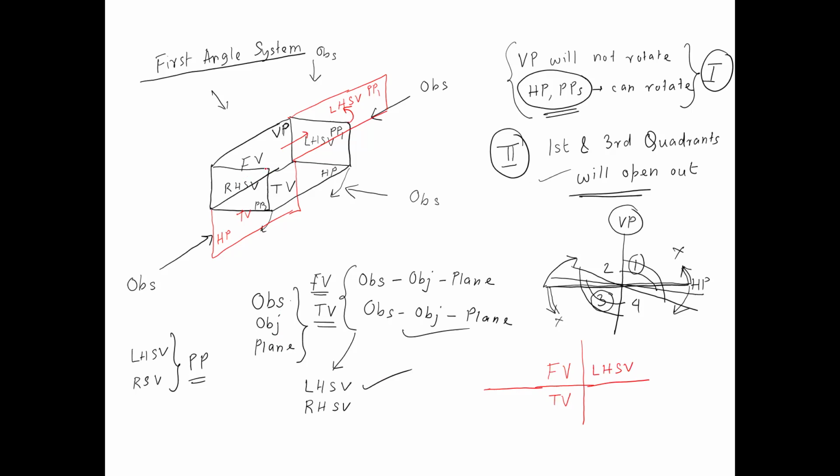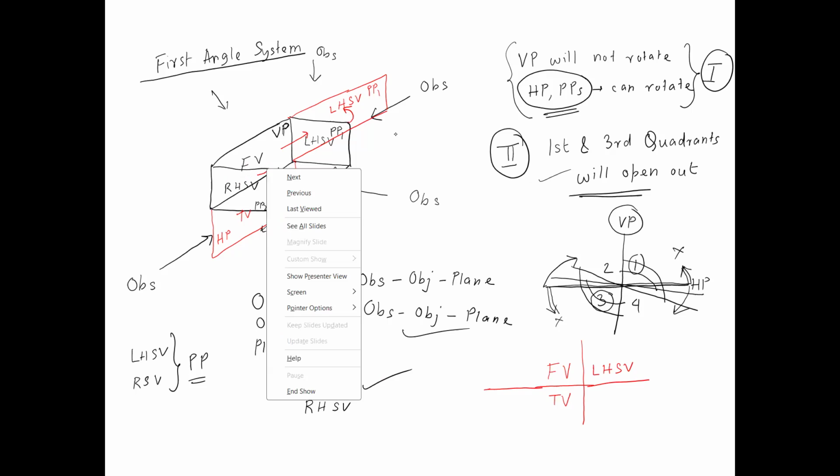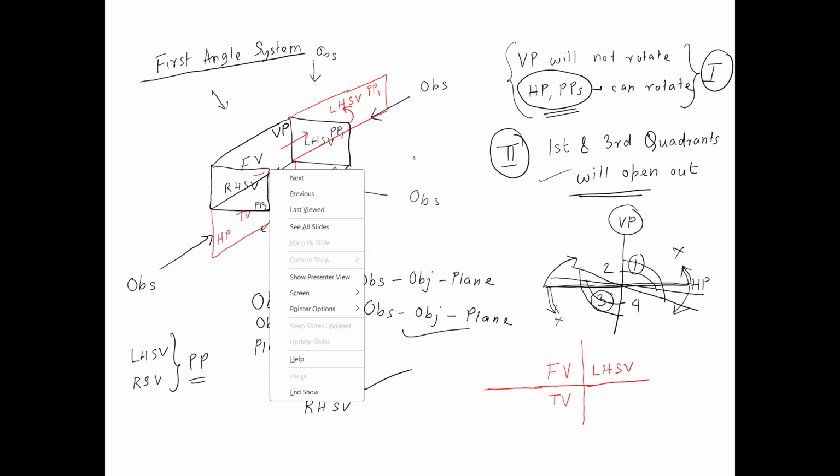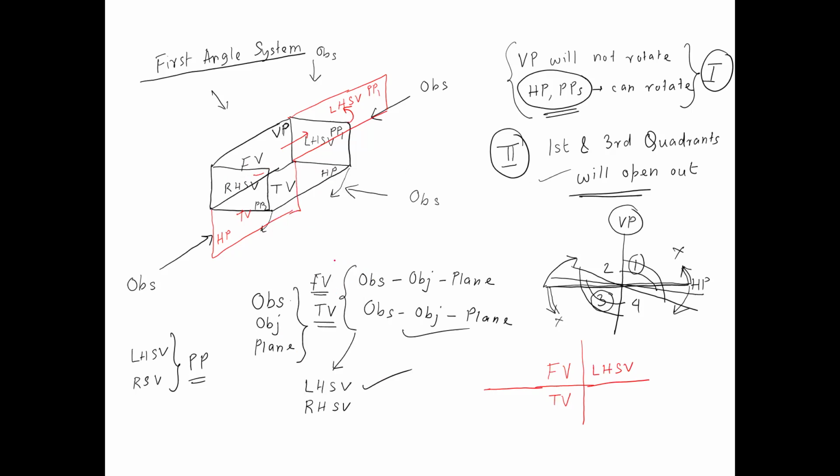And what will happen to profile plane 2? Profile plane 2 has to be rotated in such a way that the first quadrant will open out. So profile plane 2 has to rotate like this. Once that rotation is complete through an angle of 90 degrees, this will be the new position taken up by profile plane 2. So profile plane 2 after rotation will come and lie on the left hand side of the vertical plane. Profile plane 2 contains the right hand side view. So you see the right hand side view finally will lie on the left hand side of the front view.